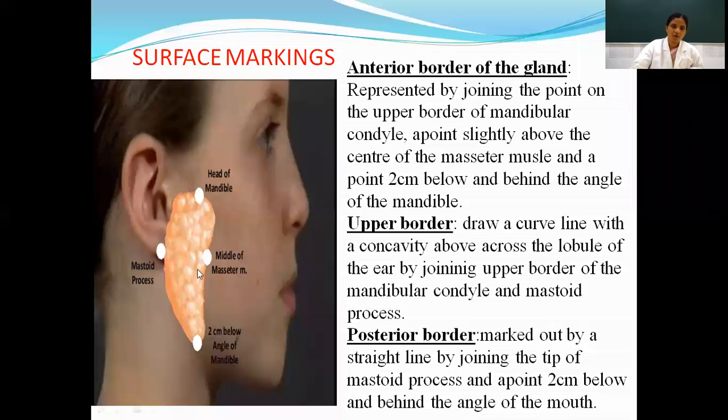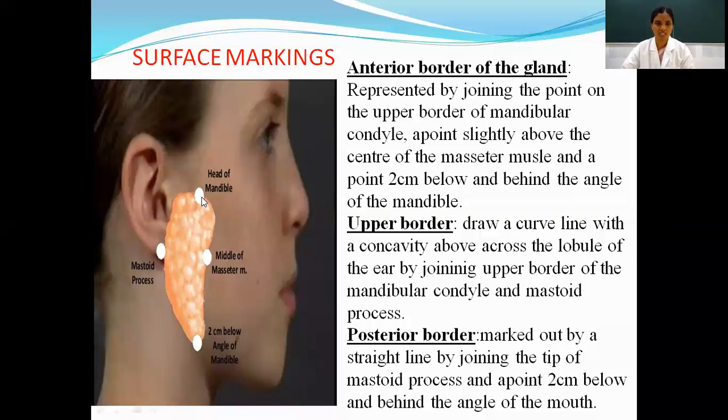Then the second point, you have to see the middle of the masseter muscle. Then the third point is 2 centimeters below and behind the angle of the mandible. So what is the angle of the mandible? Here you see, this is the ramus of the mandible. The ramus presents a posterior border and an inferior border. Where the posterior border continues with the inferior border, it forms an angle. So this is known as the angle of the mandible. Just 2 centimeters below and behind this angle, we should put a third point.